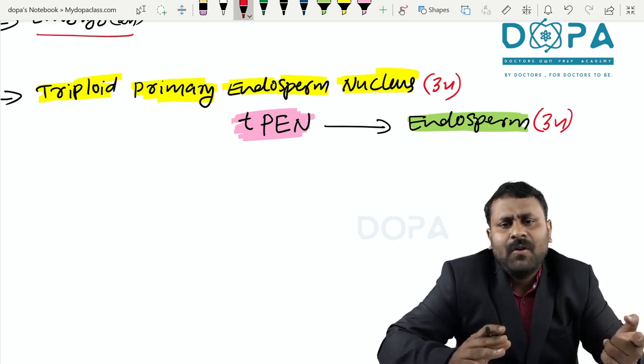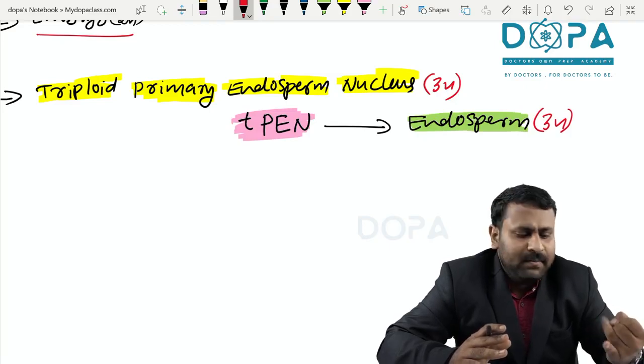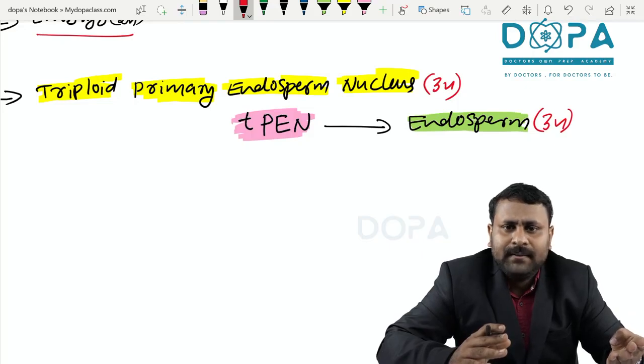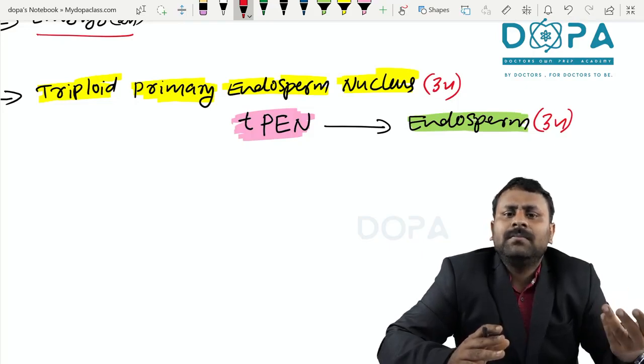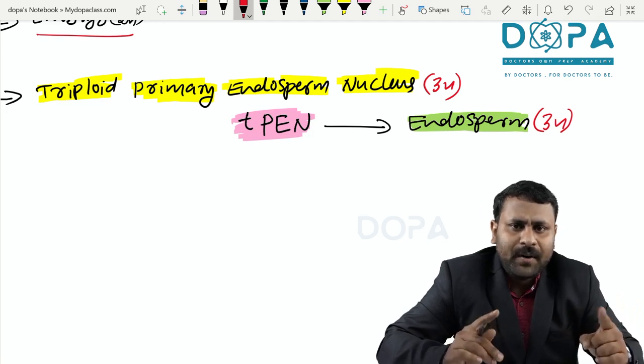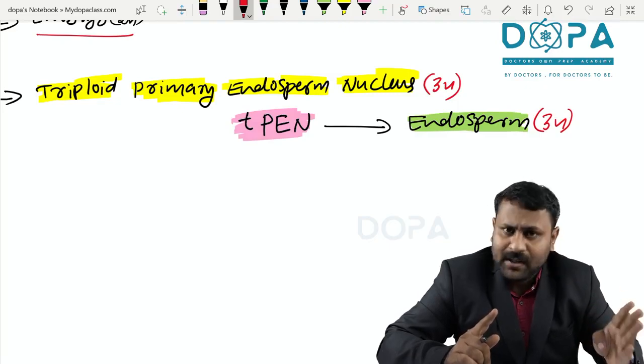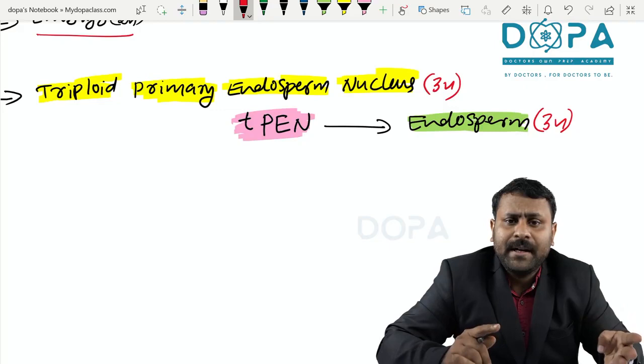What are the examples of wind pollinated or anemophilous flowers? Coconut, grasses, cannabis, date palm. Then what are the examples of water pollinated or hydrophilous flowers? Vallisneria, Zostera, Hydrilla, Ceratophyllum. These are examples of water pollinated flowers.